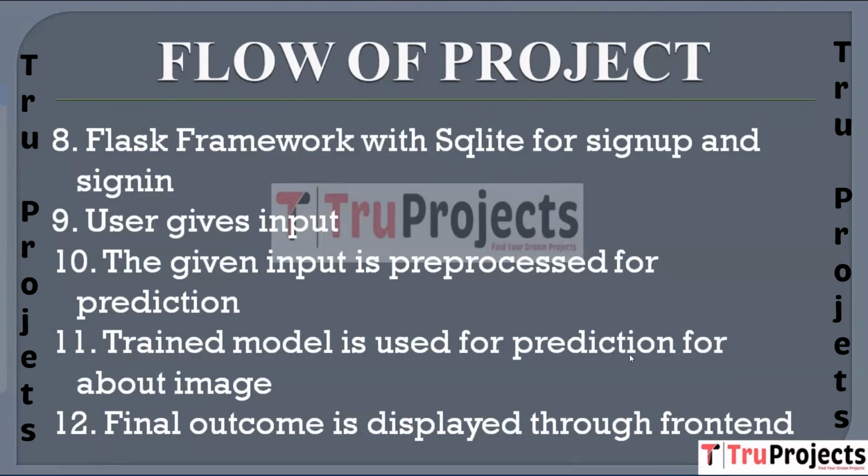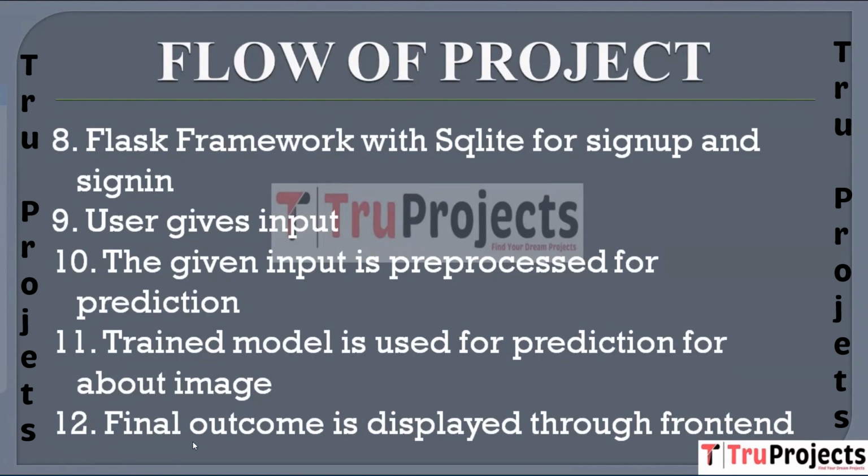Then the trained model is used for prediction on the given image. The pre-processed input is passed through the trained deep learning model to make the predictions. For example, if your project is related to COVID-19, the model might predict disease status or other relevant information based on the input.